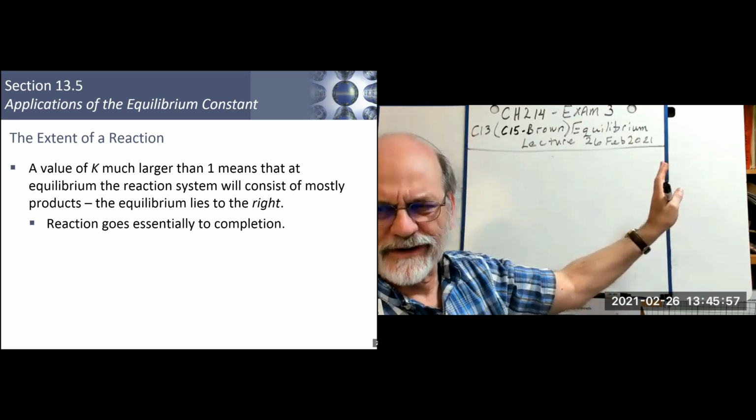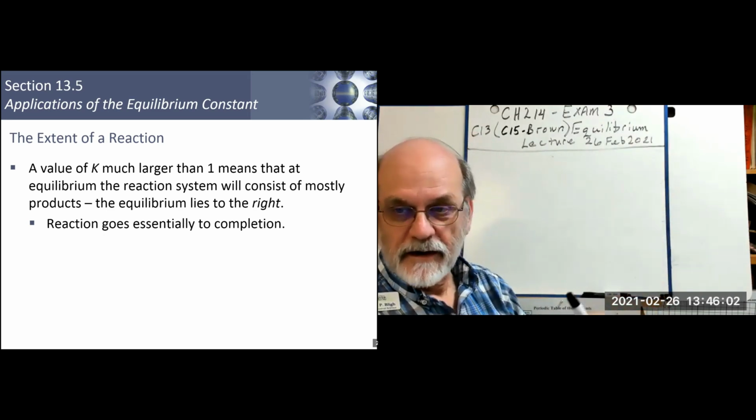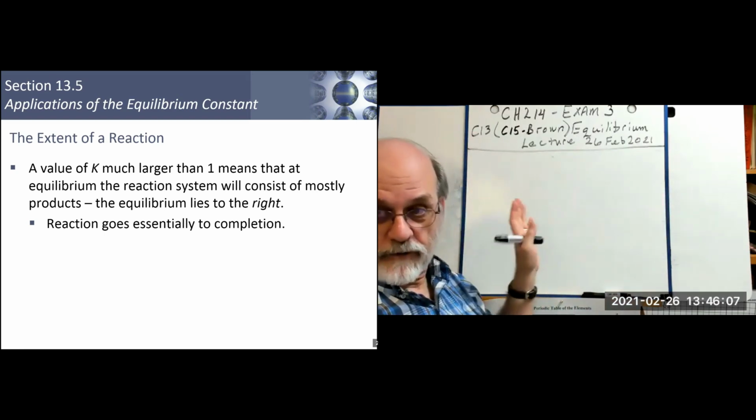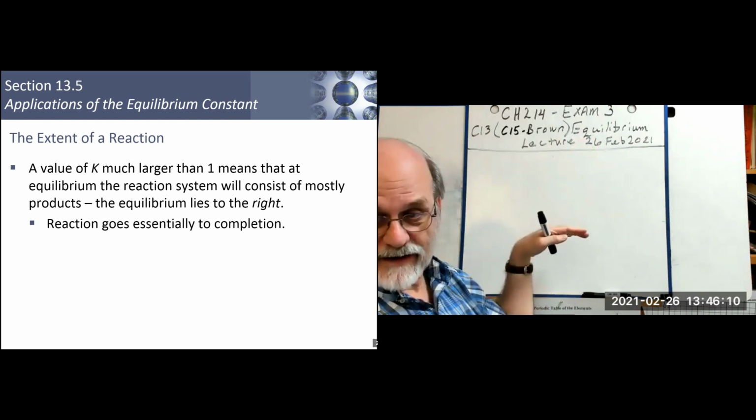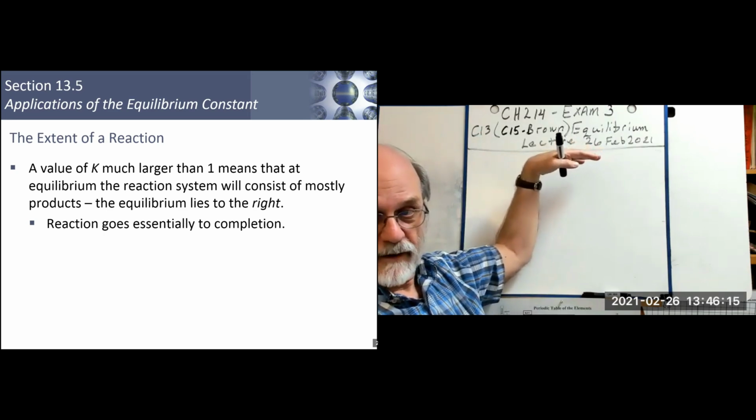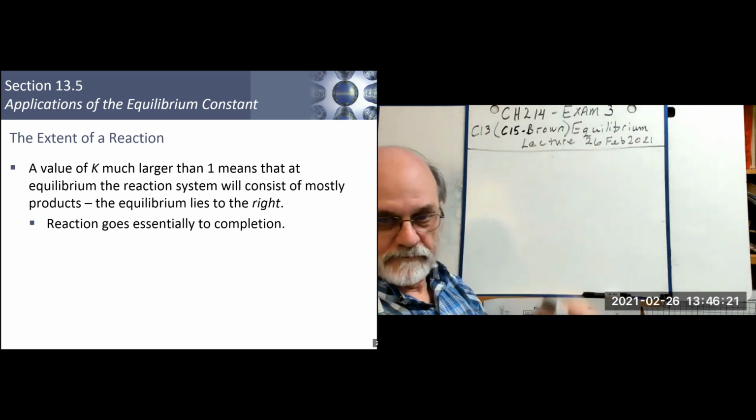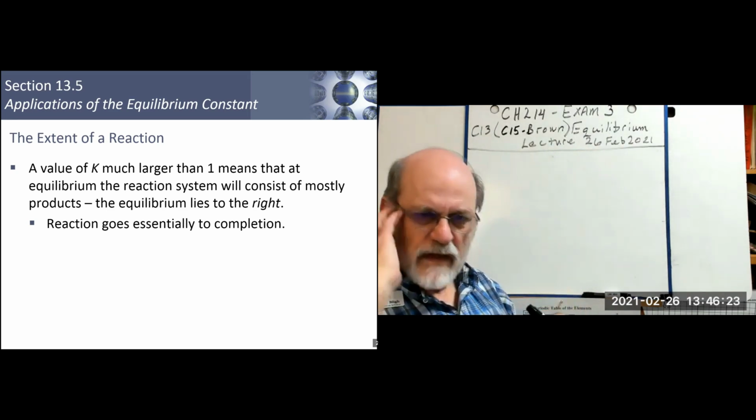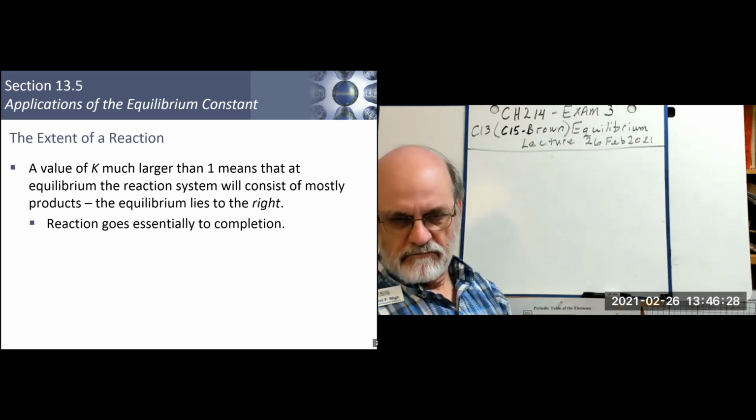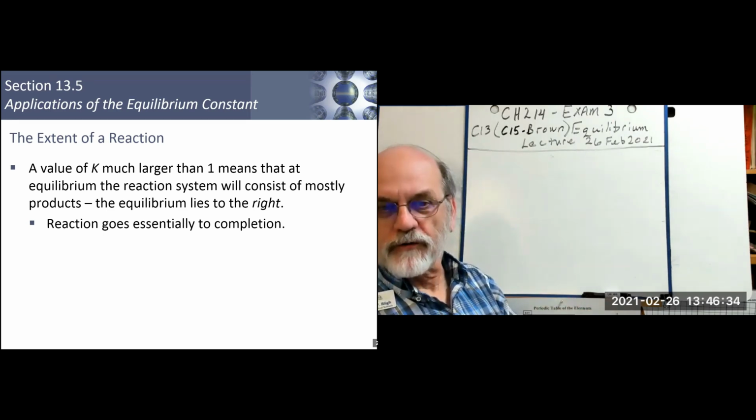If it's much, much, much less than 1, like 10 to the minus 5 or 10 to the minus 6, something like that, then we know that we're favored to the left because of the way the fraction is written, right? Products over reactants. So if products is the majority, you're going to have a number larger than 1. If the reactants are majority, you're going to have a fraction that's less than 1. So that's a qualitative or semi-quantitative deduction drawn from the K value alone.